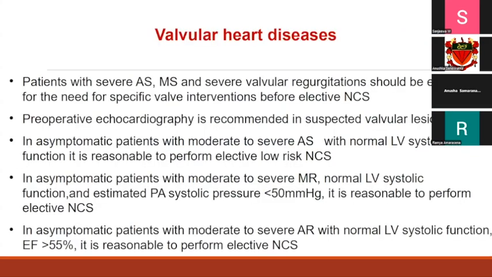And so this is going to be my last slide. Valvular heart diseases, especially in patients with symptomatic severe aortic stenosis, mitral stenosis, or symptomatic severe valvular regurgitations, those patients should undergo some sort of valvular intervention before undergoing elective non-cardiac surgeries. It could be percutaneous interventions, mitral valve commissurotomy for example, or valve repairs or valve replacements, before elective surgeries in patients with severe symptomatic valvular disease.